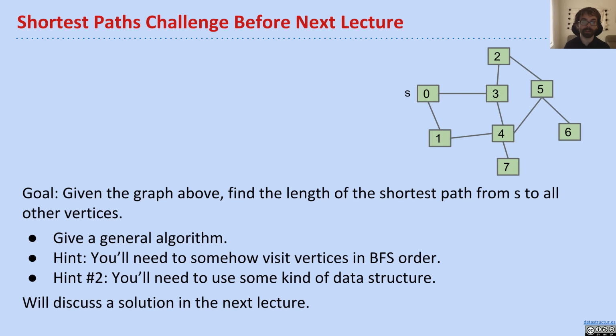So you should give a general algorithm, and there's a hint, which is you'll need to somehow visit your vertices in BFS order. So the challenge will be to do that somehow, and you'll need to use some kind of data structure as my second hint. Maybe my third hint is don't use recursion. Ugh, scary, huh? I'm a big recursion guy, but I think it's better not to do this recursively. And so we'll discuss the solution in the next lecture.